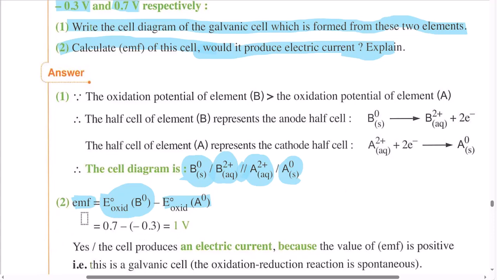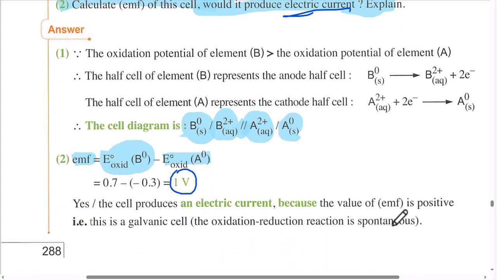So the question here: does this cell produce electric current spontaneously or not? Here we see the value of the electromotive force is positive. The positive value means that the oxidation reduction reaction is spontaneous, so it produces electric current. Okay.